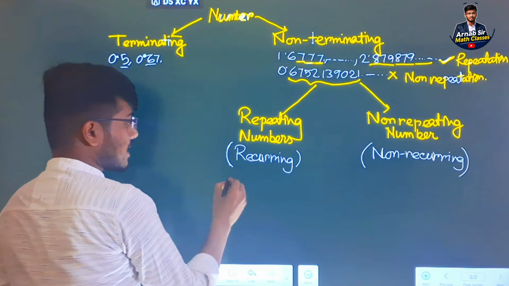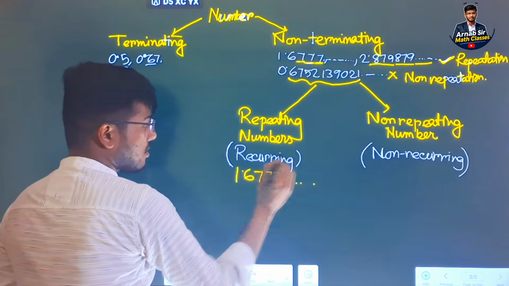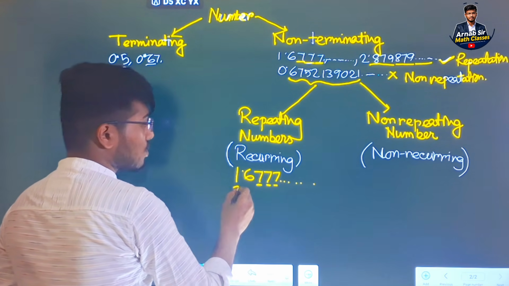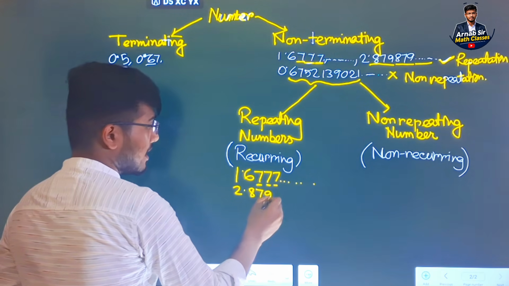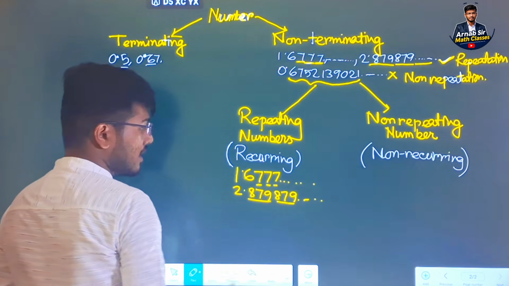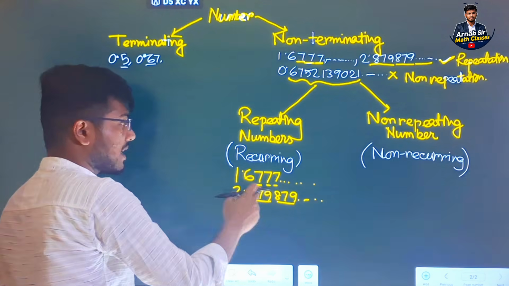If you observe the first example, 1.6777 dot dot dot. Obviously this number repeats again. Suppose we take the second example, 2.879. So obviously this is a pair. Those pairs repeat infinite number of times. This is called a repeating number and a recurring number.